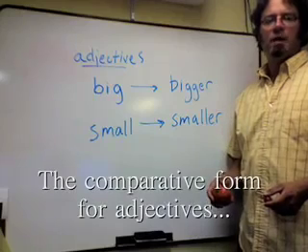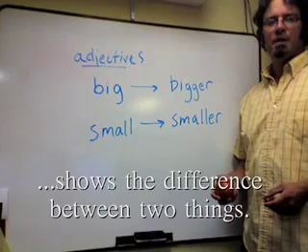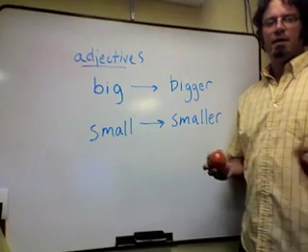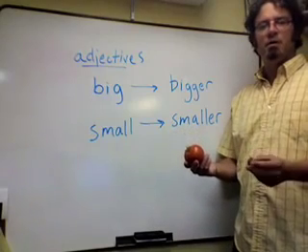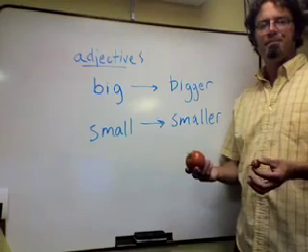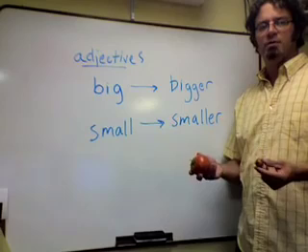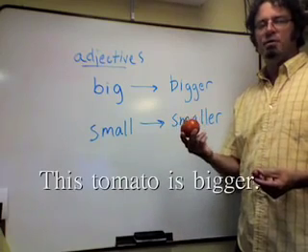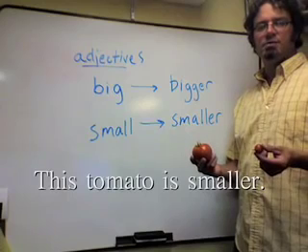The comparative form for adjectives shows the difference between two things. For example, I have 2 tomatoes. This is a big tomato, and this is a small tomato. To describe the difference between the 2 tomatoes, I can say, this tomato is bigger. This tomato is smaller.